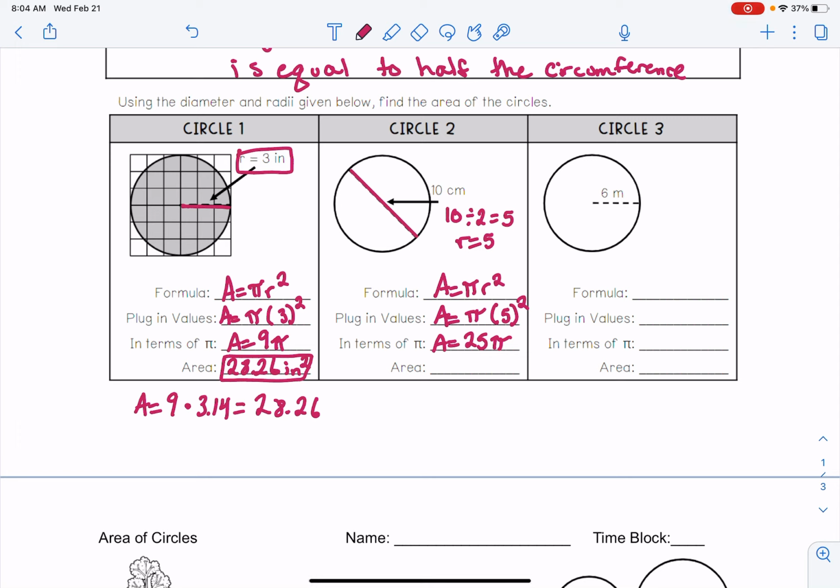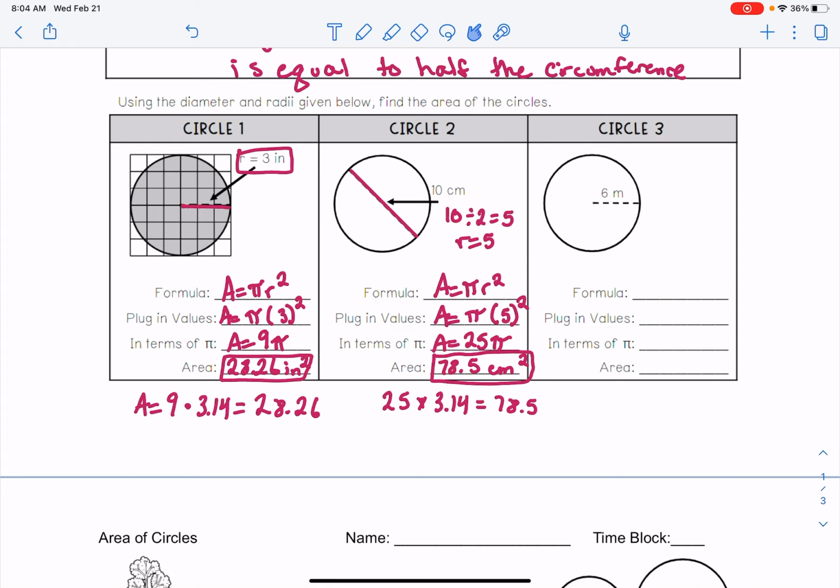Now 25 pi means multiplying 25 times 3.14, and that's going to give me 78.5. So the area of circle 2 is 78.5 centimeters squared. All right, I'm going to let you do circle 3 on your own.